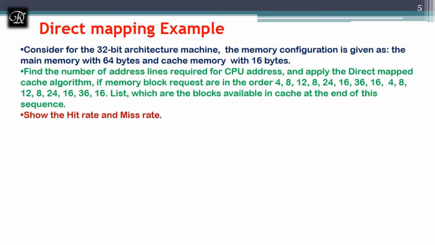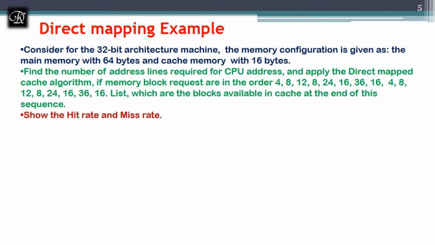Let's take an example. Consider a 32-bit architecture, whatever we are discussing throughout this subject. The memory configuration is given. The main memory has 64 bytes. I have reduced the size because if I go with a huge memory, the discussion will not be effective. So 64 bytes of main memory and the cache memory has 16 bytes.